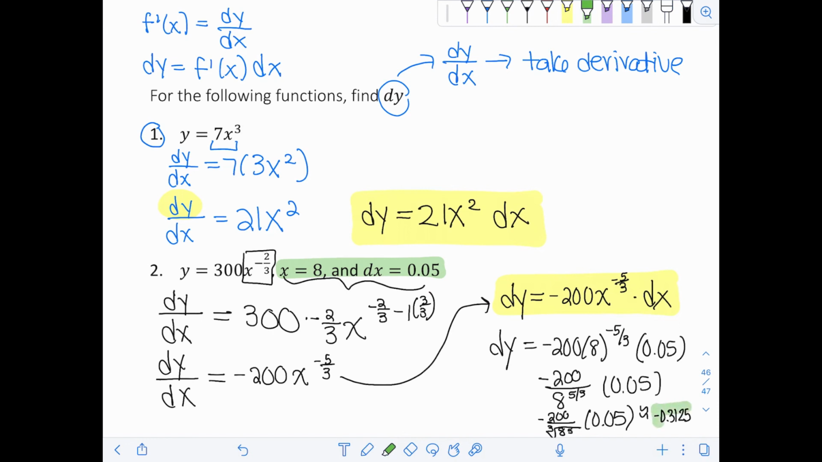as your final answer. Okay, and like I said, we're only introduced to this idea of splitting up the dy from the dx, and we are going to continue talking about that when we look at integrals in the next chapter.